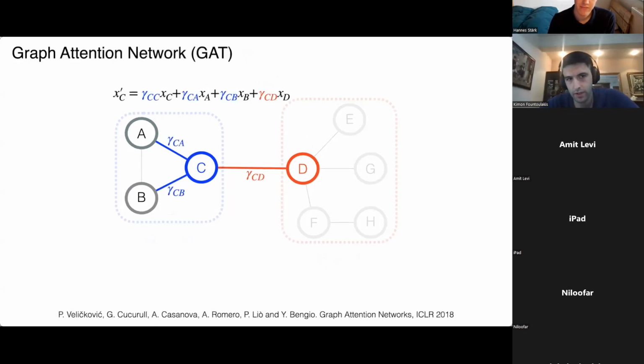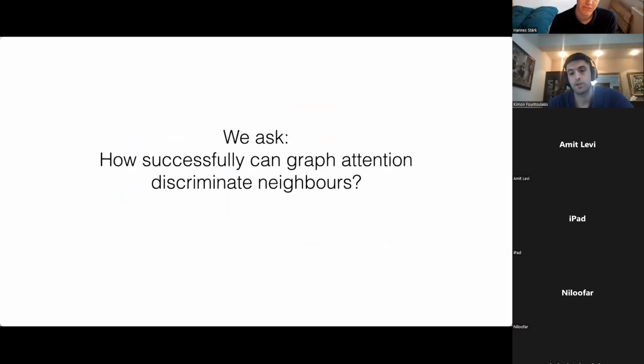Graph attention was proposed to solve this problem. Graph attention is where you introduce edge parameters gamma. For node classification specifically, the goal is to set the gamma for the edge C to D to as small a value as possible compared to the other gammas that are intra-class edges. The goal of the paper is to ask that specific question: how successfully can graph attention drop inter-class edges, and basically control the message passing mechanism of the graph neural network?